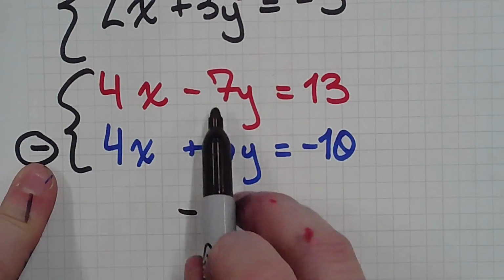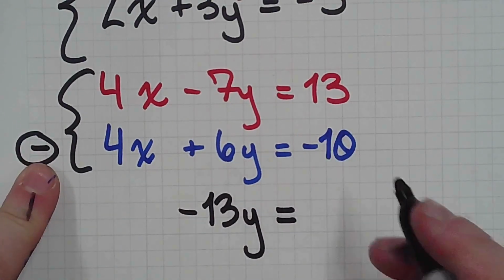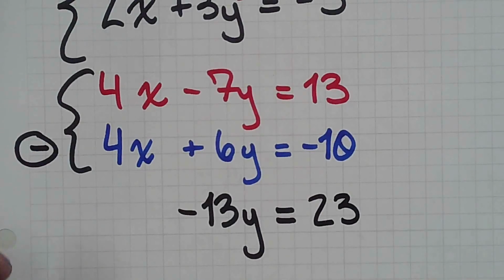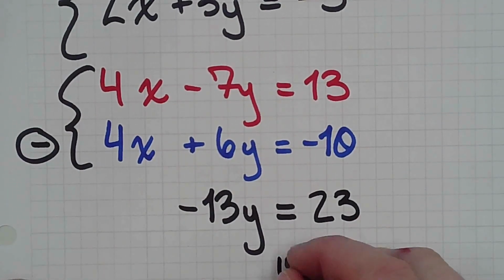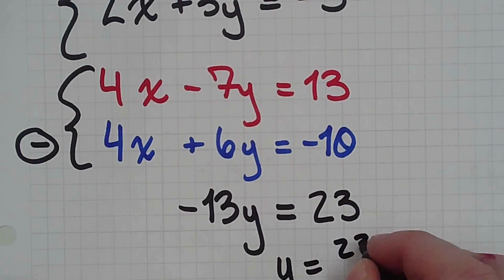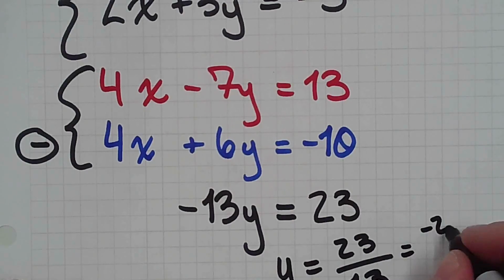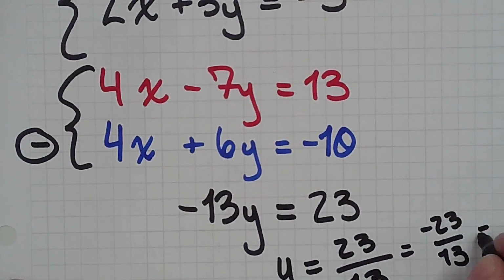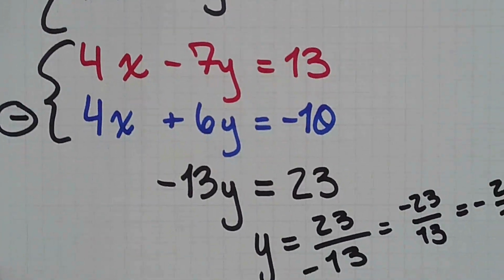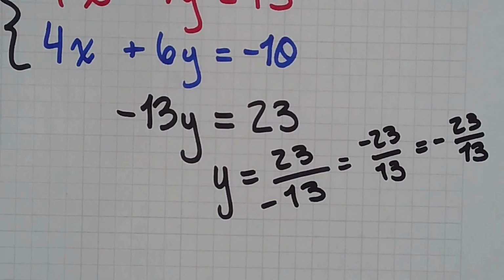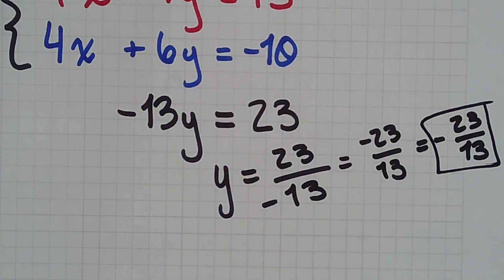So we had to subtract 6y, and we have to subtract negative 10, so we actually get 23. And our answer is going to be a fraction. This can happen sometimes, no big deal. You can write it like this with the minus on the bottom, you can write it like this with the minus on the top, or you can write it like this with the minus on the side. It really doesn't matter. Negative 23 over 13 is the same thing as 23 over negative 13. So I'll probably write it like this, but you do you.